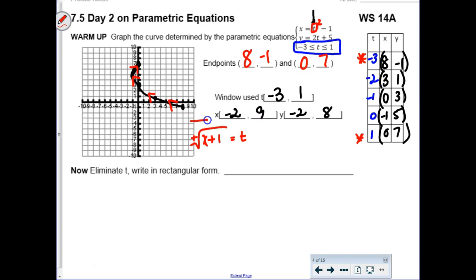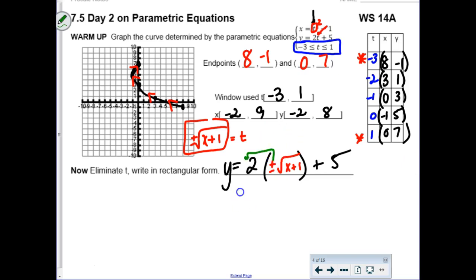So now this value, we're going to plug in for t, but into the other equation, the y equals equation. So rectangular form is just your regular graphing form. y equals 2 times, instead of t plus 5, we're going to write this. So I think this is a case where I do need to keep the plus or minus. But I'm not going to write it here because this is the world's weirdest place to write a plus or minus. Most humans would write it out in front. So plus and minus 2 times the square root of x plus 1, plus 5.